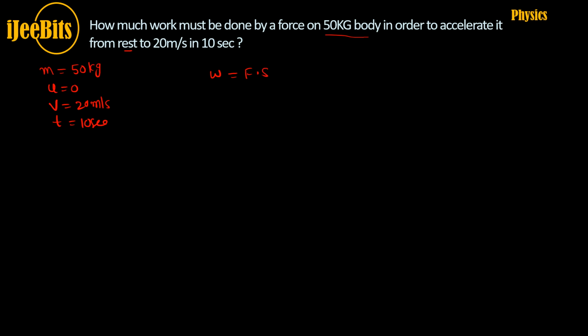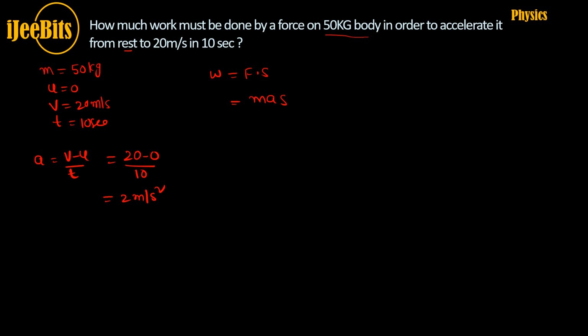Now the question is, how do you get it? At least we know there is no force given here, right? So we can translate F into MA. So M A is needed. M is there. How do you get A? A equals (V minus U) by T. Agree? So 20 minus initial velocity 0, by 10. This is nothing but 2 meters per second square. So A is also given.